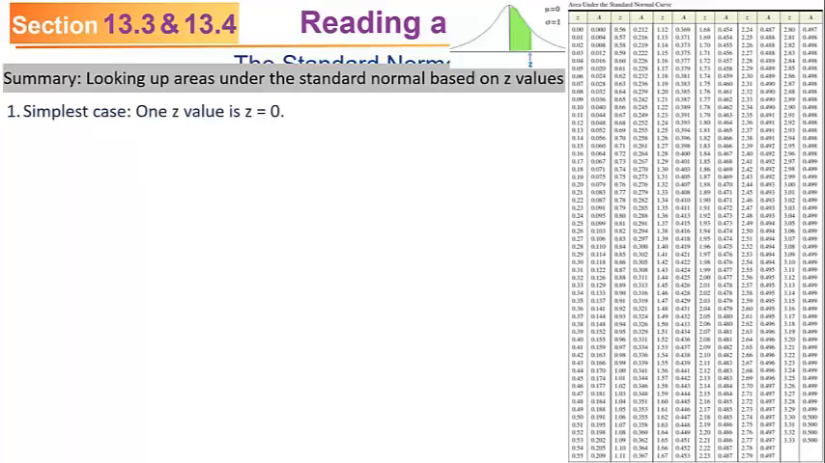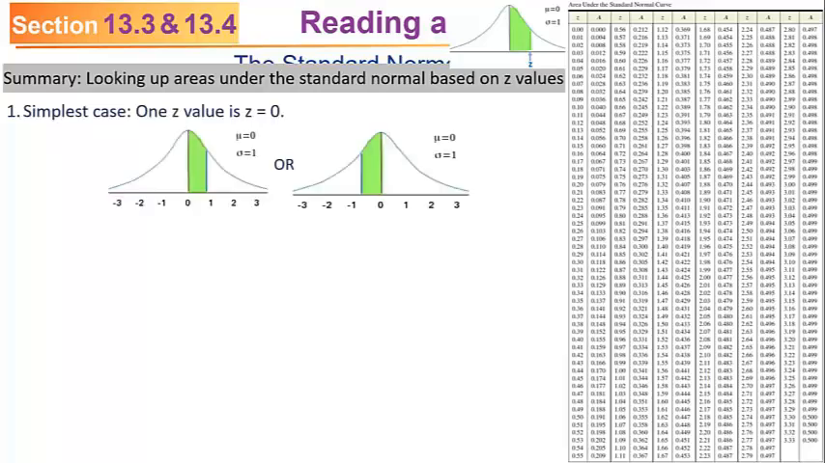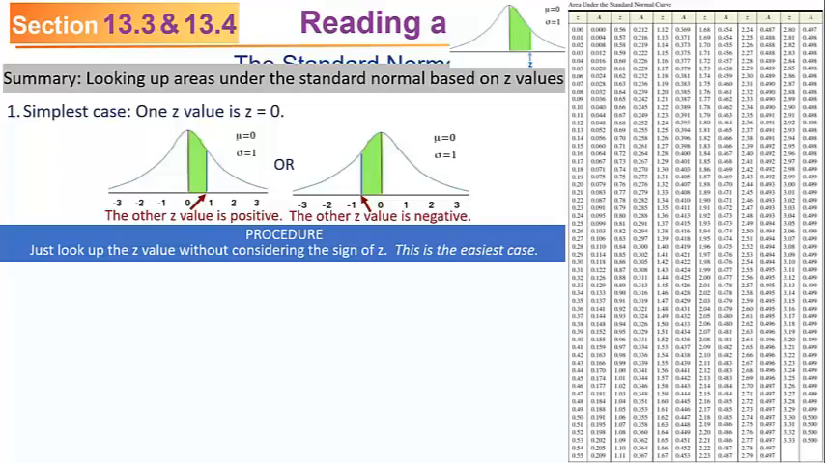The simplest case is when one of the values happens to be z equals 0. Either 0 going to the right, or you've got a negative z, which means you're coming from the left towards 0. But in one case or the other, one of the boundaries is z equals 0. That's the simplest case. And in that case, whether the z value is positive or whether the z value is negative, you simply ignore the sign, look up the positive value of z, and that will be the answer.